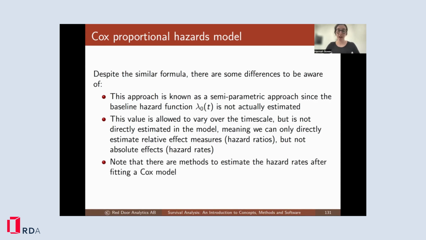But do note that although we only estimate hazard ratios directly from the model, there are methods that you can implement after you have fit a Cox model to estimate absolute effect measures, such as hazard rates. But it isn't done automatically in the Cox model.